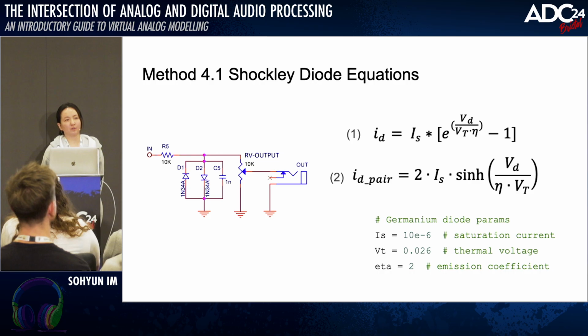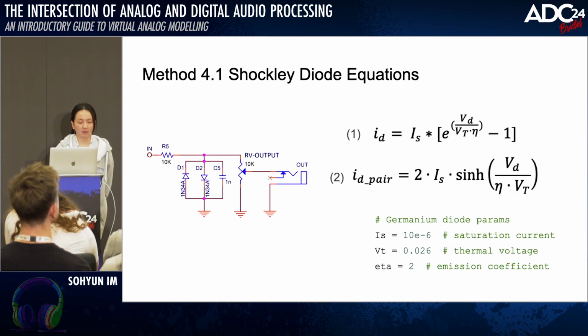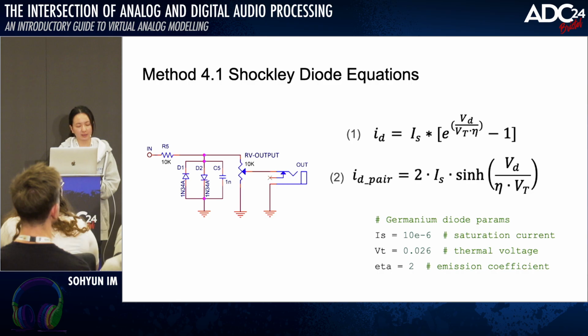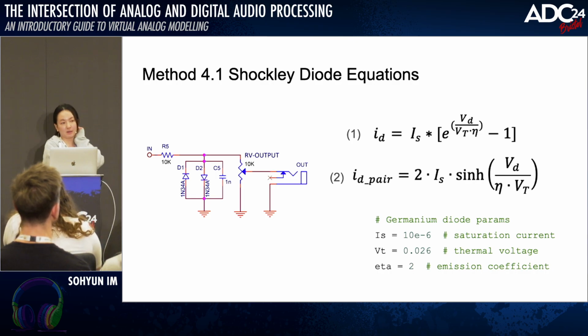We also need to find the current through and voltage across this diode. There's an equation called the Shockley diode equation. We can just take it as granted. The first equation is about the current flowing through one diode, but the second equation is the current flowing through the back-to-back configuration of diodes. We're going to use this one because this schematic is our schematic of the MXR Distortion Plus.